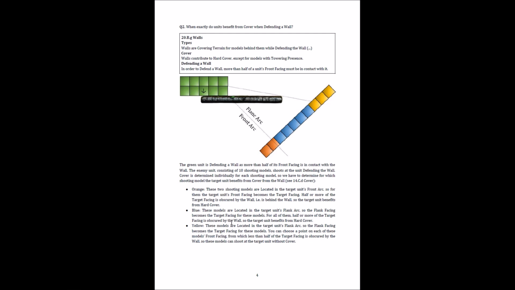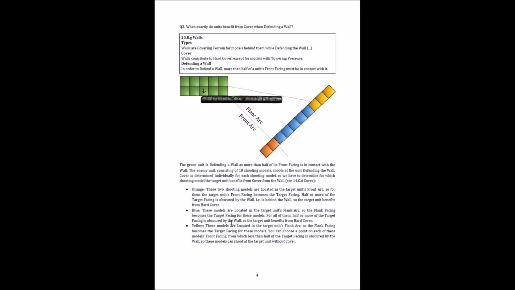This is the one. This is the odd one. So the green unit's up here defending a wall, and this other unit is going to shoot at it. The 2 orange models are in the front. The 5 blue models are in the flank, but with the wall between them, and the 3 yellow models on the end are in the flank with no wall between them.